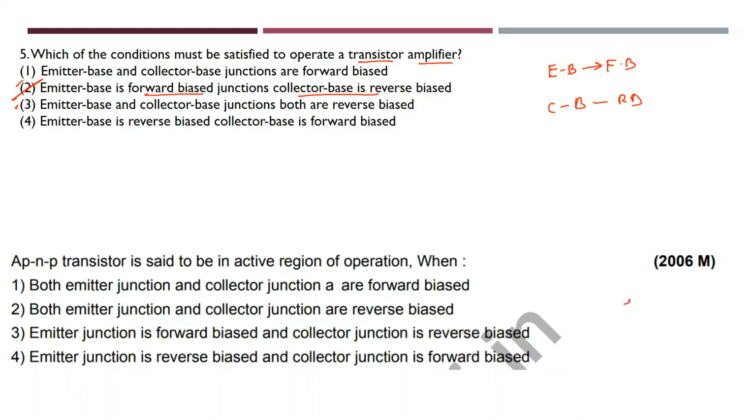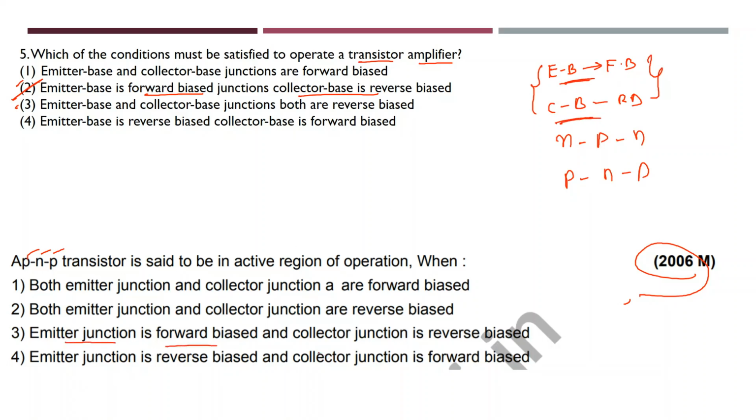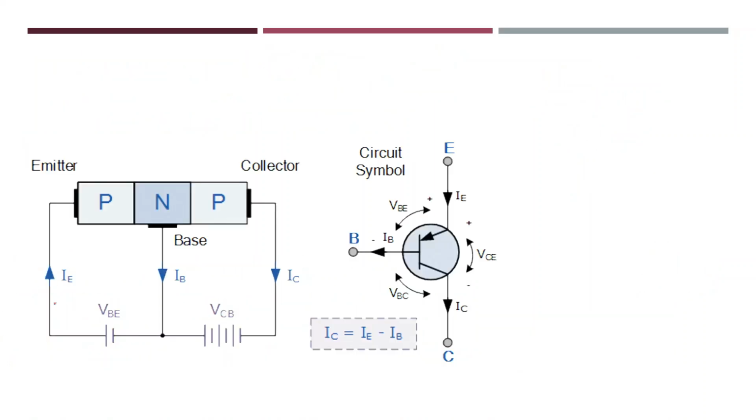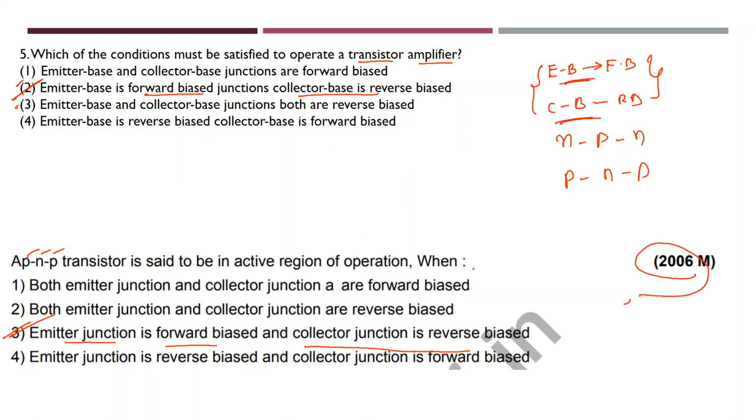And the same question was asked in the 2006 medical entrance examination. Whether it is an NPN transistor or a PNP transistor, this condition always holds. Emitter base should be forward bias and collector base should be reverse bias. So emitter base junction is forward bias and collector base junction is reverse bias. So option 3 is right. So let me end this topic here.